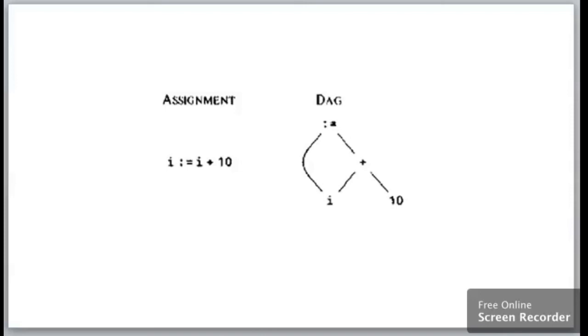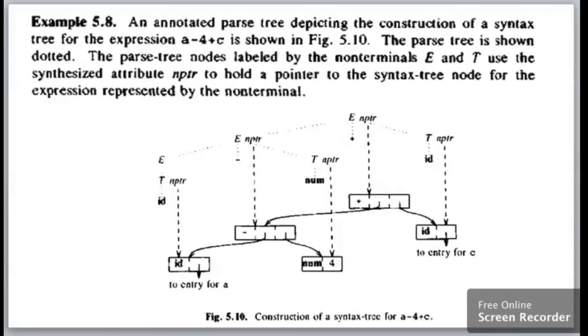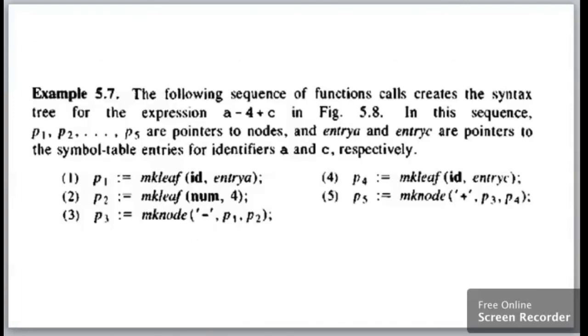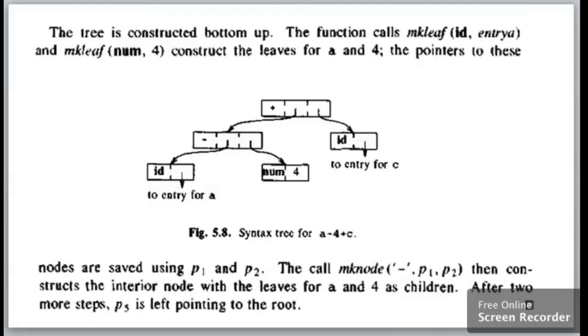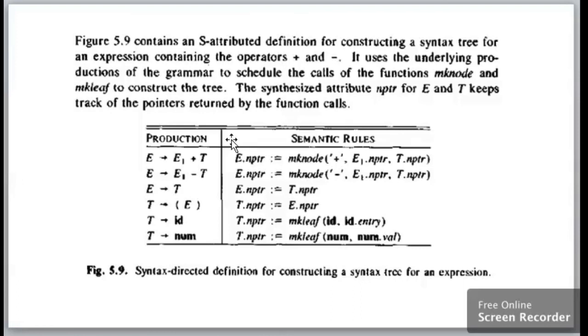So I hope that with this content, how to construct a syntax tree is clear. Some of the things that we need to remember for constructing a syntax tree are the basics, that is the functions mknode, mkleaf and mkleaf, one for an id and another for a number. The second part we need to know is the productions, the semantic rules in postfix notation.